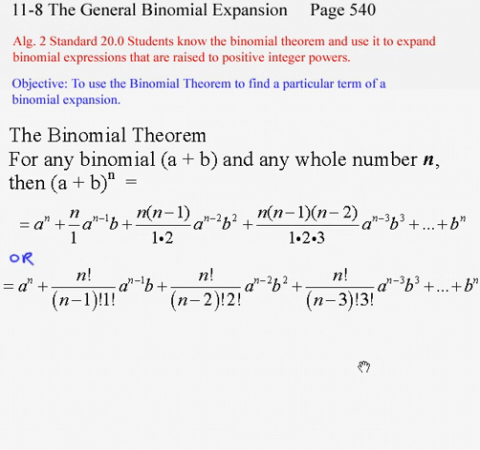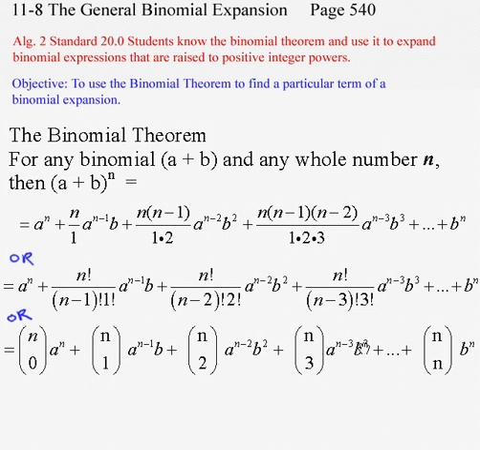Now don't be overwhelmed, but there are several ways to write this. Here's an alternate notation. N factorial. I know we haven't talked about factorials yet, but a factorial, like 3 factorial, just means 3 times 2 times 1, a number times all the integers that are less than that. We're going to multiply them all together. So 5 factorial would be 5 times 4 times 3 times 2 times 1. So this would be n factorial over n minus 1 factorial times 1, or n factorial over n minus 2 factorial times 2 factorial. There's another notation for that.